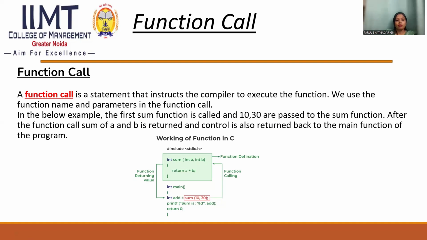Function call. A function call is a statement that instructs the compiler to execute the function. We use the function name and parameters in the function call. In the example below, the sum function is called and 10, 30 are passed to it. After the function call, the sum of A and B is returned and control is also returned back to the main function of the program.